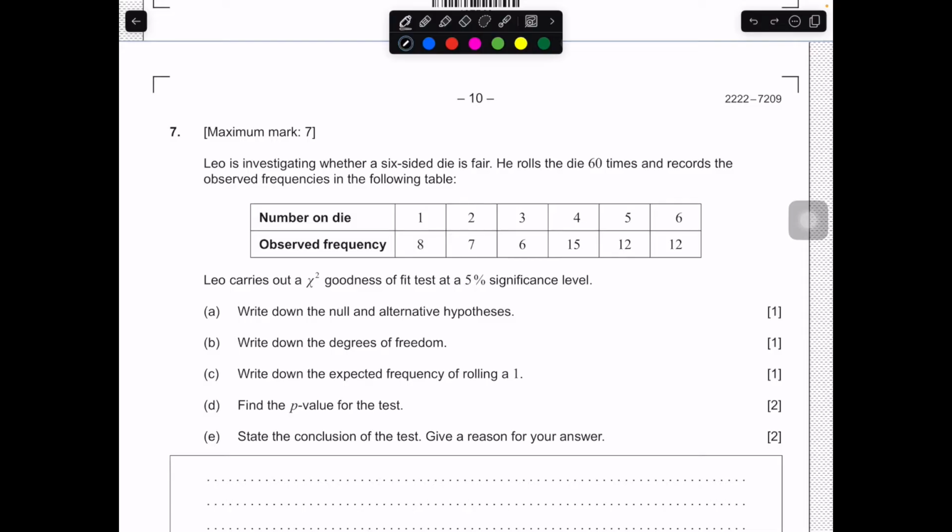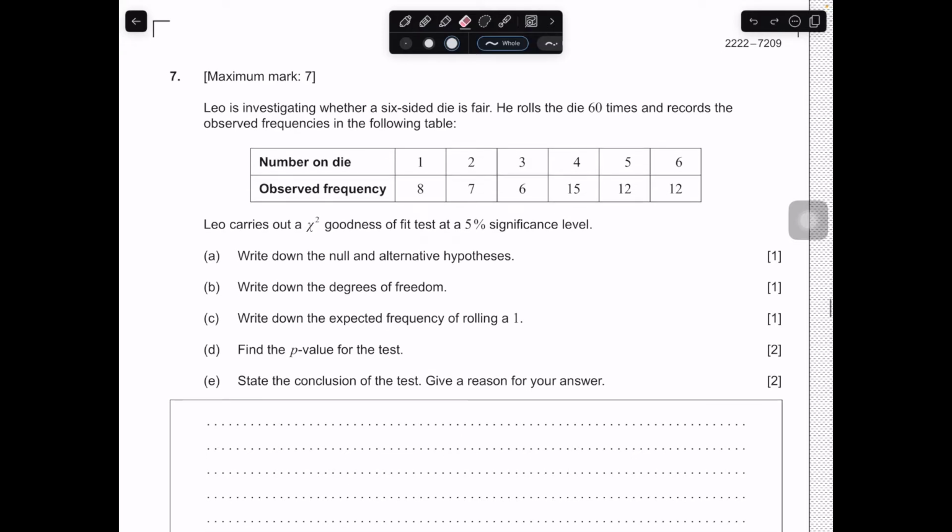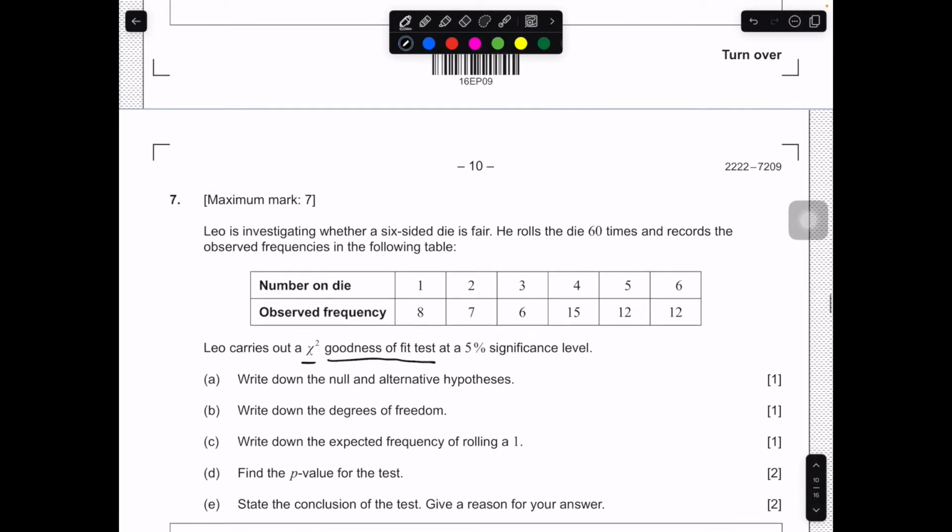Now we have a few questions in terms of our hypothesis test. So write down the null and alternative hypotheses. That's our part 1, or question A. So the null and alternative hypotheses. In this case, we're doing a chi-squared goodness of fit test. There are two types of chi-squared tests. One is an independence test, and the other is a goodness of fit. Goodness of fit asks whether a distribution maps on to what we would expect it to.